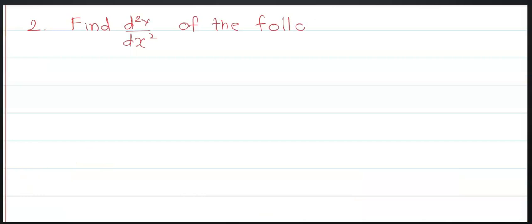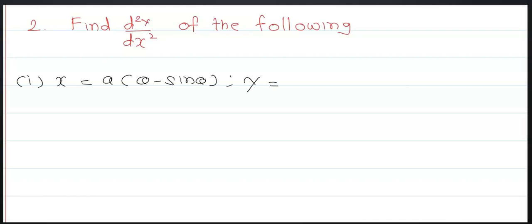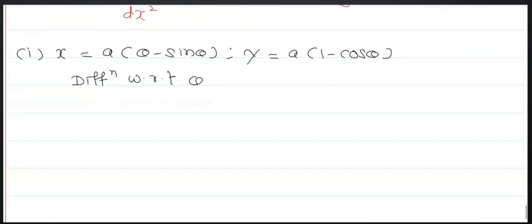Now the question number 2. Find d2y by dx square of the following. Here we are applying the chain rule, because these are the derivatives of the parametric function. x is equal to a(theta minus sin theta), y is equal to a(1 minus cos theta).